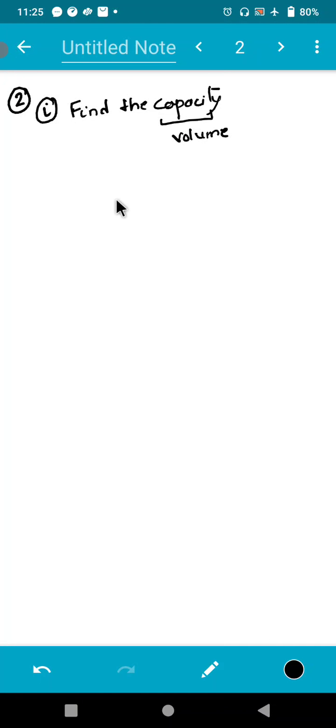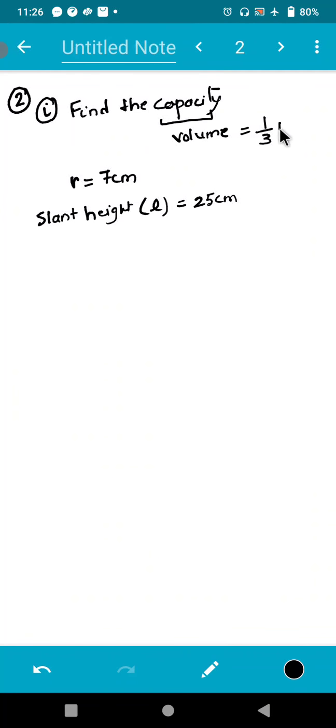Now what are the things given in the question? The radius is given as 7 centimeter, and this time the slant height is given. The slant height, which is represented by L, is given as 25 centimeter. As you know, the volume is equal to 1 by 3 pi r square h. You see the pi value is also given.